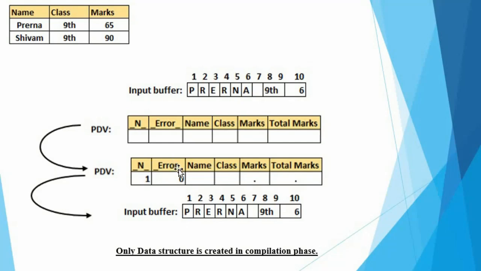So if you look into this diagram, that input buffer is created in the compilation phase, and it contains the first same line as the PDV, which is created in the compilation phase. But if you notice, only the data structure is created in the compilation phase. That means the values will be empty in the compilation phase. That will be fed in the execution phase. So that is the interview question.